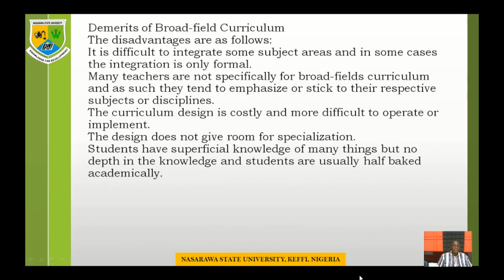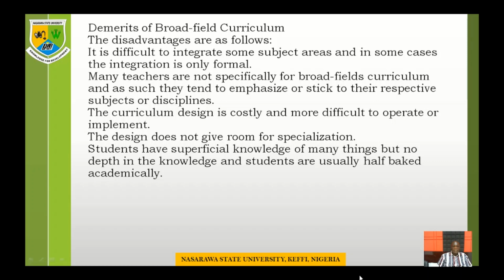The demerits of broad field curriculum are as follows. It is difficult to integrate some subject areas, and in some cases the integration is only formal. Many teachers are not specifically trained for broad field curriculum, and as such they tend to emphasize or stick to their respective subject or discipline. The curriculum design is costly and more difficult to operate or implement. The design does not give room for specialization. Students have superficial knowledge of many things, but no depth in the knowledge, and students are usually half-baked academically.